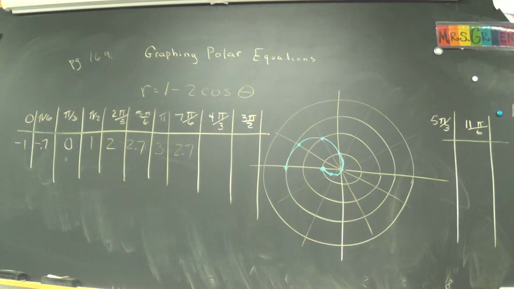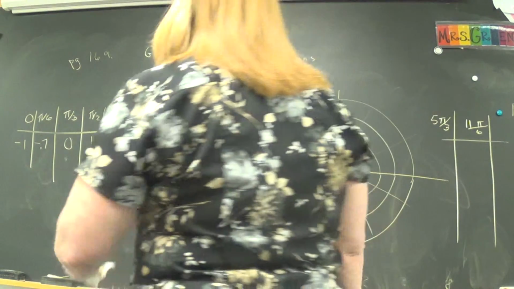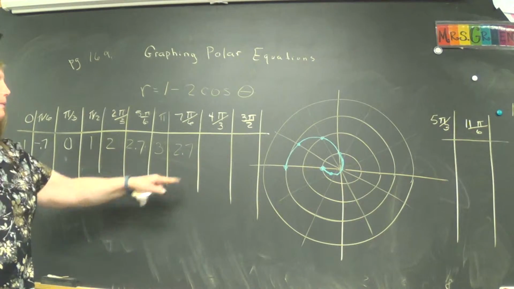How about a notebook? Do you have a notebook? I don't have the answer. Maybe mine is wrong. Could everyone check this? I got something different than what I got. Molly, put in 7 pi over 6.